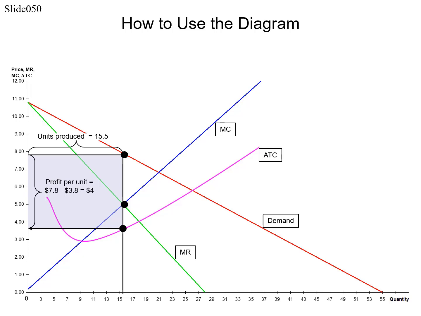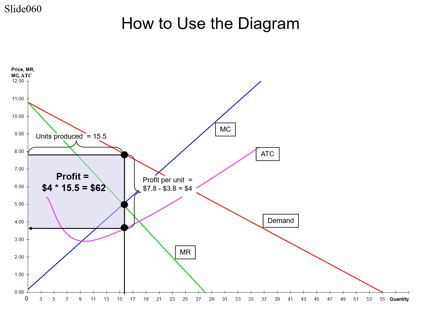If we multiply these two values, we get two things. First, we get the overall profit. Second, in a more geometrical way, we get the area of the gray box. Therefore, the gray box represents the profit the monopolist can make given that he produces 15.5 and sells for $7.80 with average total cost of $3.80.